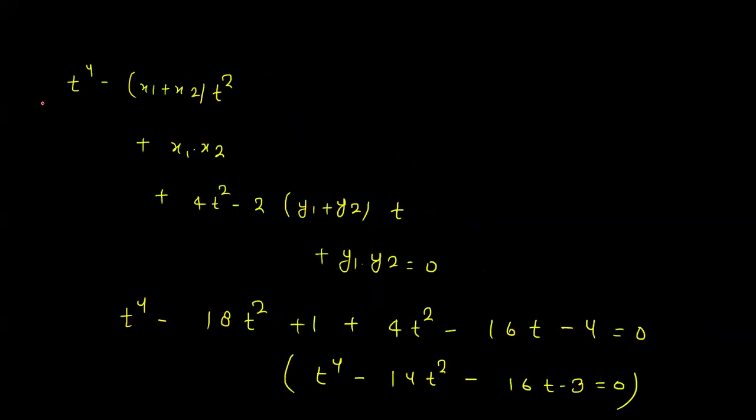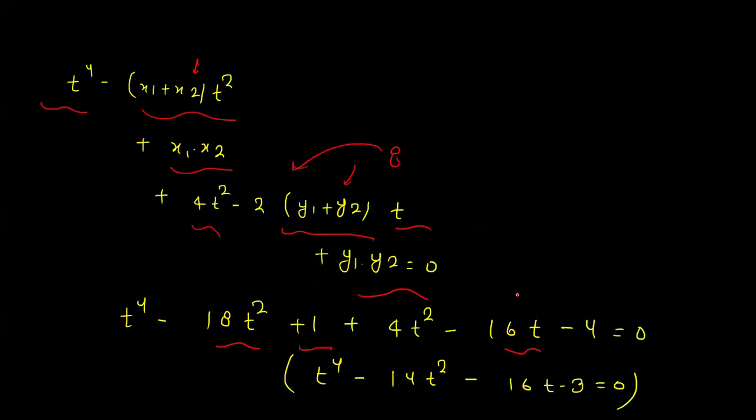So now we have this equation: t to the power 4 minus x1 plus x2 t square plus x1 x2 plus 4t square minus 2 times y1 plus y2 t plus y1 y2 is equal to 0. We know the x1 plus x2 value is 18, the product value is 1, y1 plus y2 is 8, so 8 multiplied by 2 is 16, and y1 y2 product is minus 4. So after combining, the final equation is t to the power 4 minus 14t square minus 16t minus 3 is equal to 0.